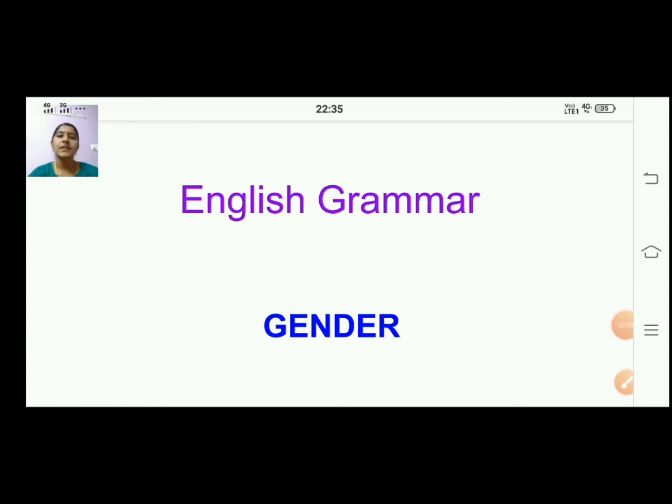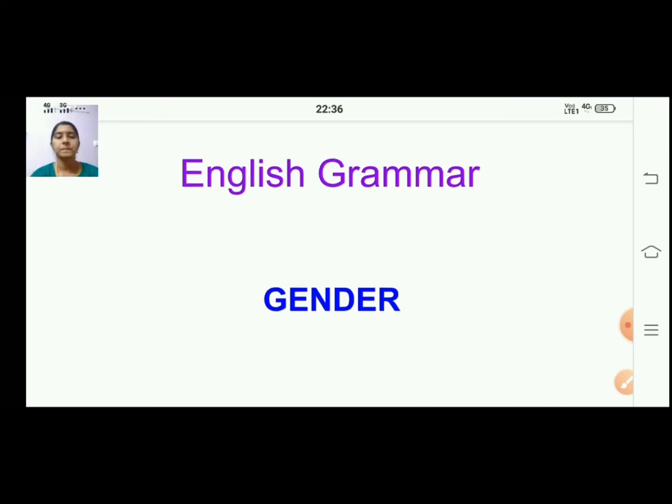Today in our class, we are just going to continue with grammar. The topic will be gender, which we did in the last class. We are just going to continue with whatever we have done in the last class. So, the topic is gender, right? Before we move on to the new exercises, I just want to give you a small recap of what we saw in the last class, right?